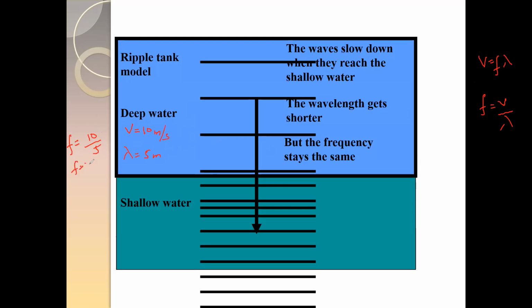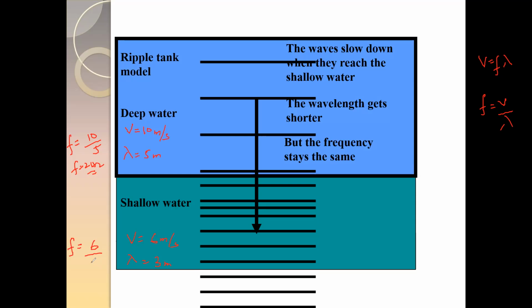So frequency will be 2 hertz. As the water moves from a deep to a shallow region, meaning lower depth, it slows down. So its speed decreases. For example, the speed is now 6 meters per second. Its wavelength also decreases. The wavelength is 3 meters. When we calculate, the frequency is speed divided by wavelength.